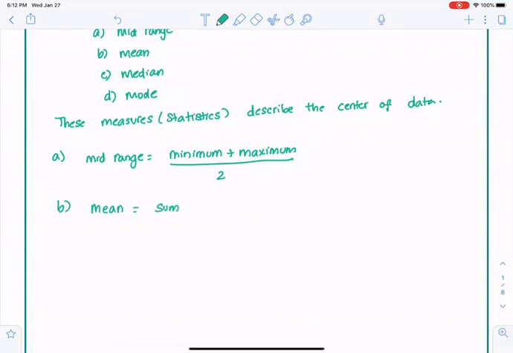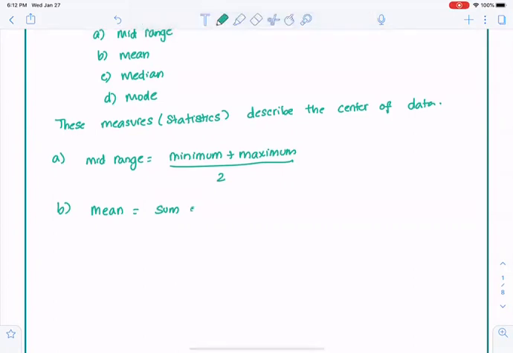The mean takes all the numbers divided by the number of observations. So the mean is the sum of all observations divided by the sample size, which is the total number of observations.